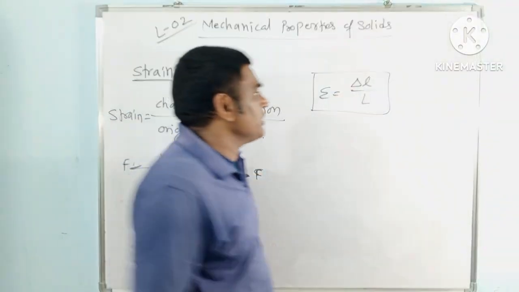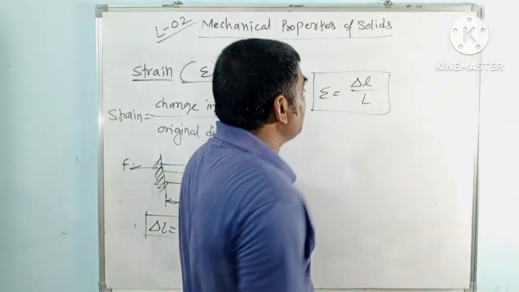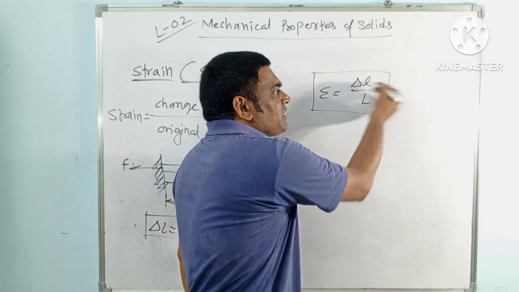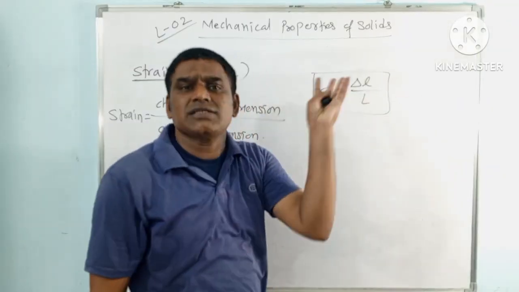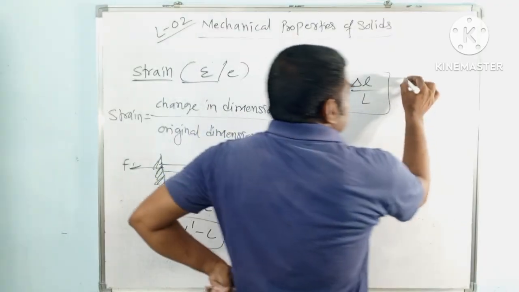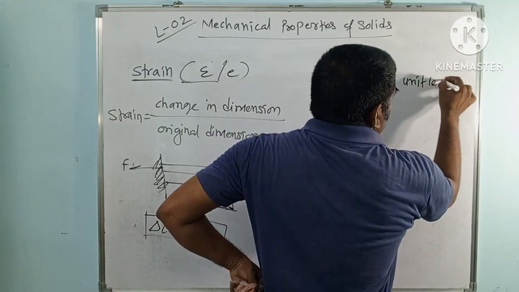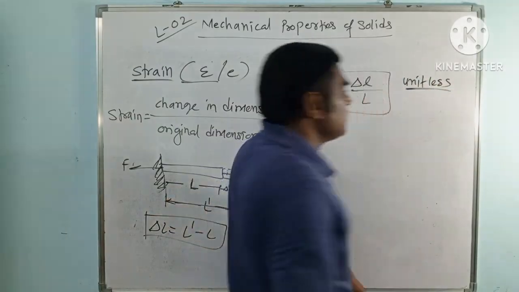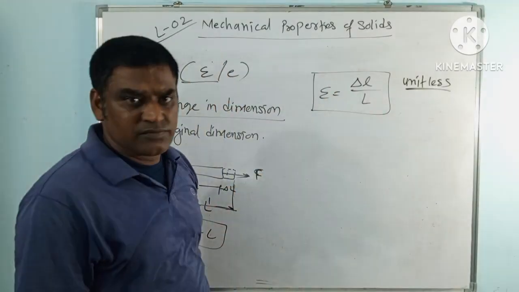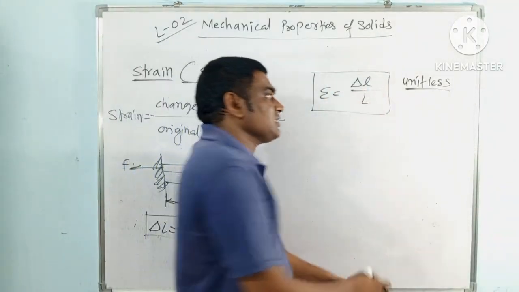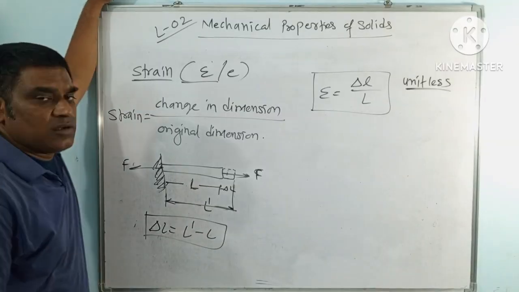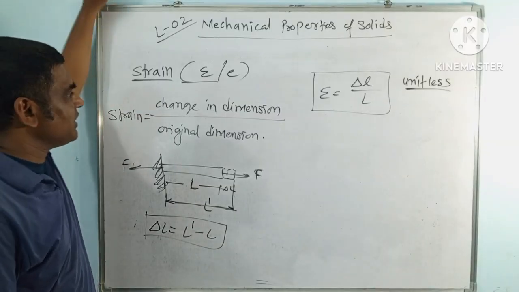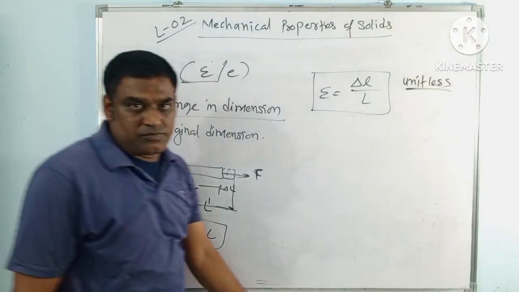Now look here. What about units? This is measured in meter, SI unit. This is also measured in meter. Meter cancels. No unit. This is unitless. Even dimensionless. Dimensionless, unitless. Okay. Right. Understood? Simple. Change in dimension by original dimension.